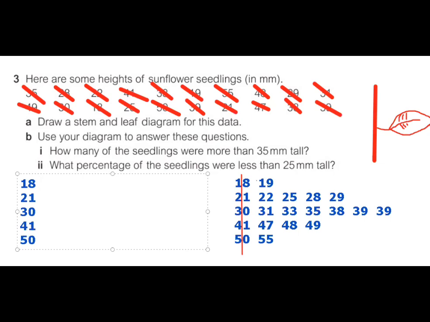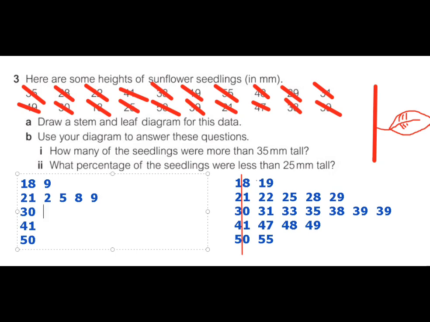Now I can write the data without stems. For example, this is 19. I'm not going to write the 1 anymore, so I'm going to write 9. Same idea. I'm going to write 2 here, and then 5, and then 8, and then 9. So I wrote the leaves. These are the leaves. I wrote them without the tens. I removed this 20, this 20, this 20, this 20. So I end up with 2, 5, 8, and 9. Same idea with all of them.